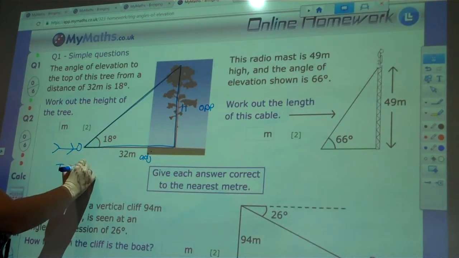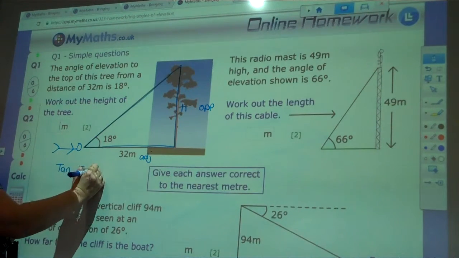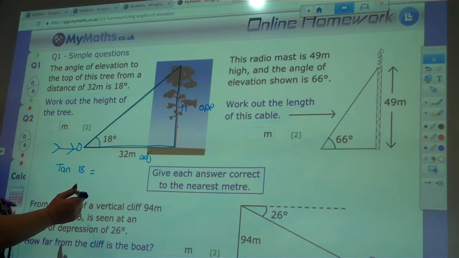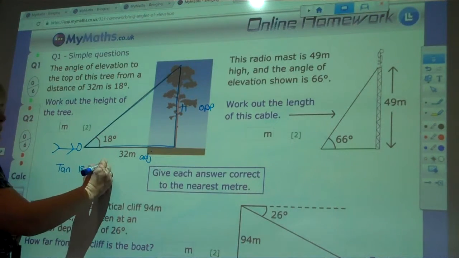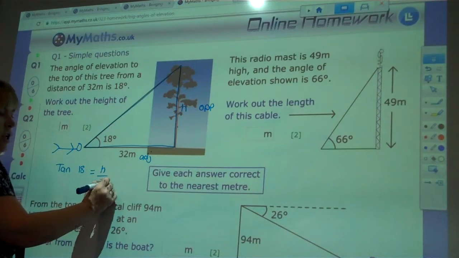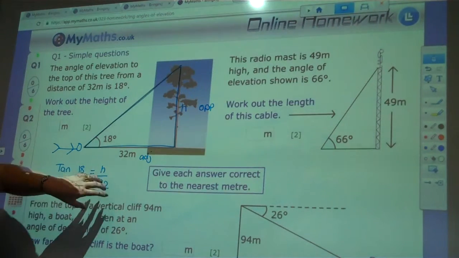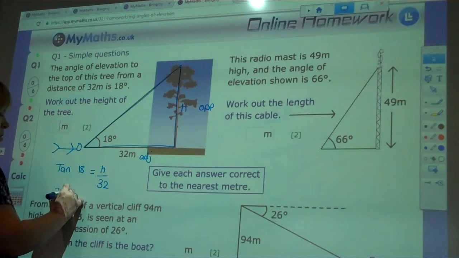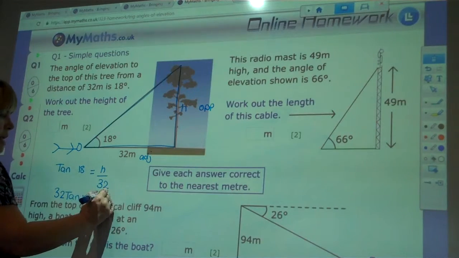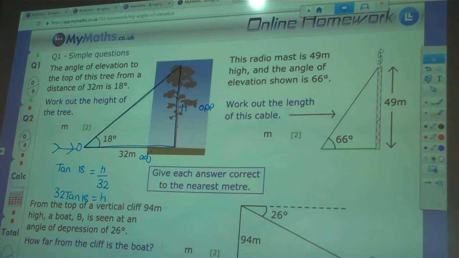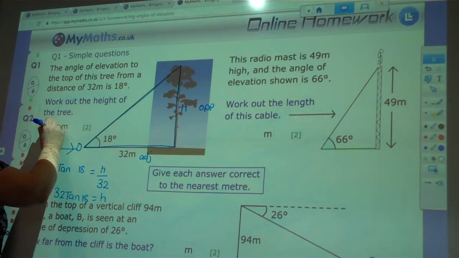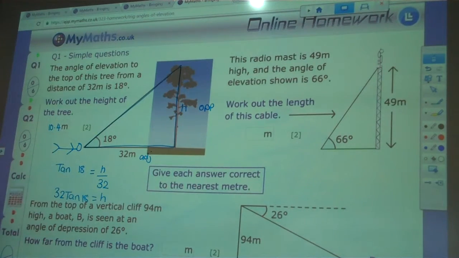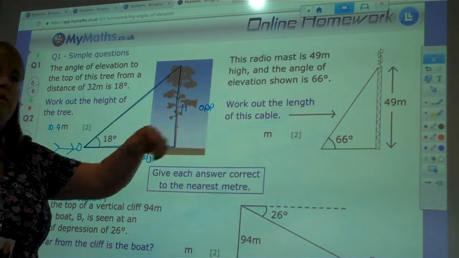So tan 18 is equal to H over 32. So opposite over adjacent. What do you do with the number on the bottom? Brilliant. So 32 tan 18 equals the height. So what do you get for that? 10.3743028. Okay, so to one decimal place? 10.4. So 10.4. Are you happy with that one? Yeah. I didn't realise it was just trig.